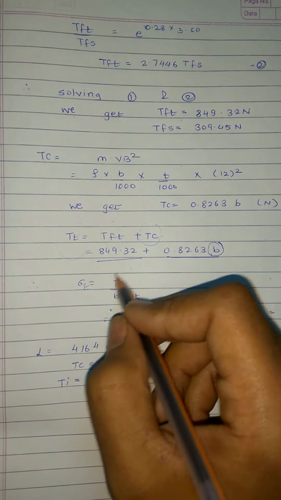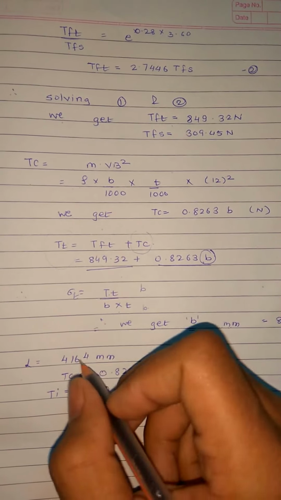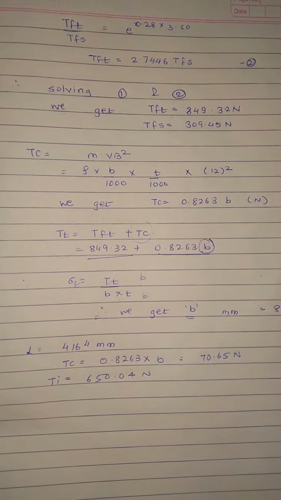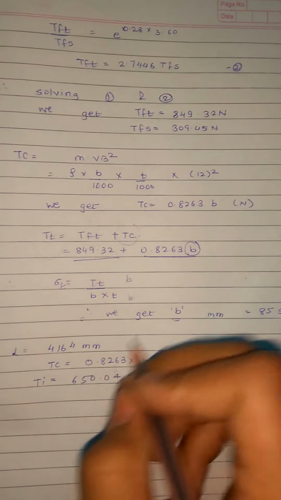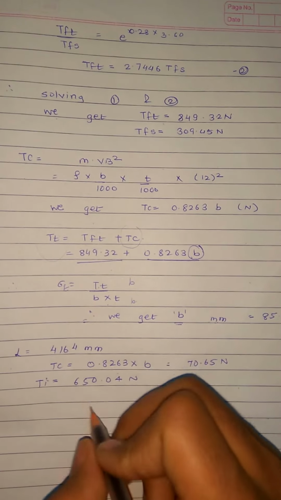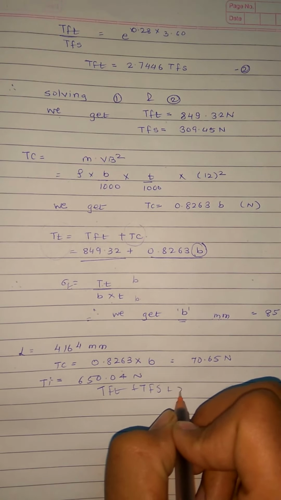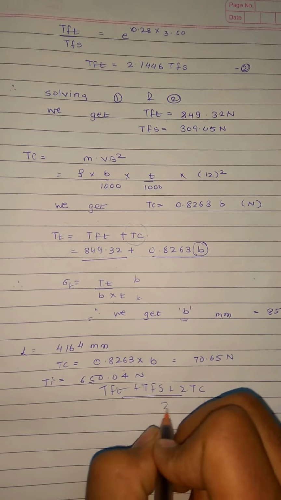We can calculate L from the previous formula, that is the same formula for cross belt drive. We can substitute all the values and find out the length. Next should be initial tension. Same, TFT plus TFS plus 2TC divided by 2. This should be initial tension in the belt.